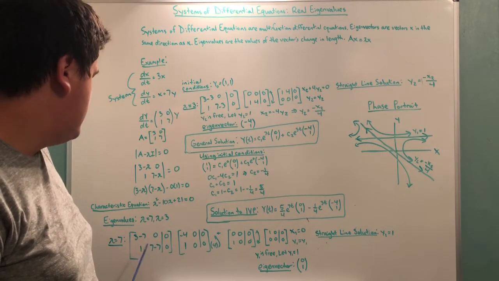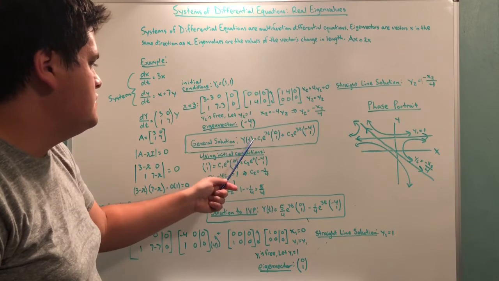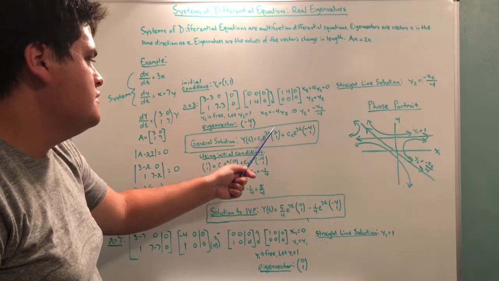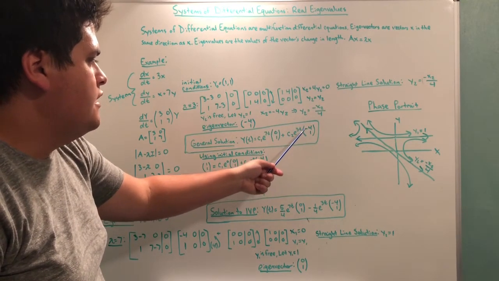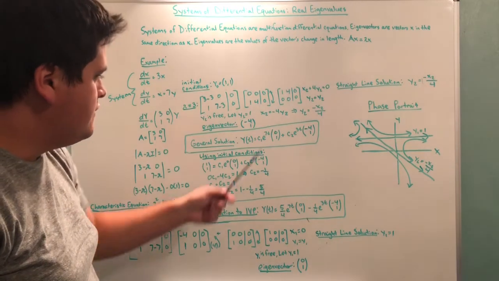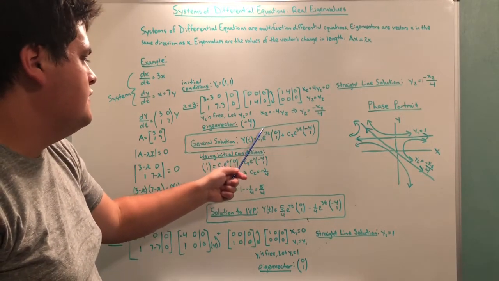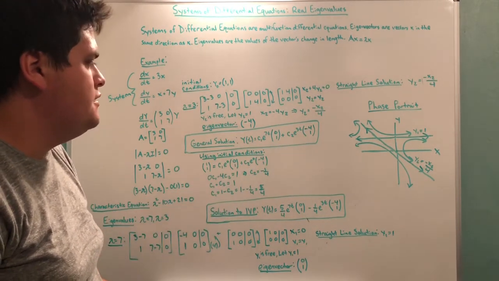The eigenvectors, the values. So for the general solution, we have y of t is equal to c1 e to the 7t times the eigenvector 0, 1 plus c2 e to the 3t times the eigenvector negative 4, 1. So these eigenvectors directly correspond to these eigenvalues. And these c1 and c2 will change based upon initial conditions.